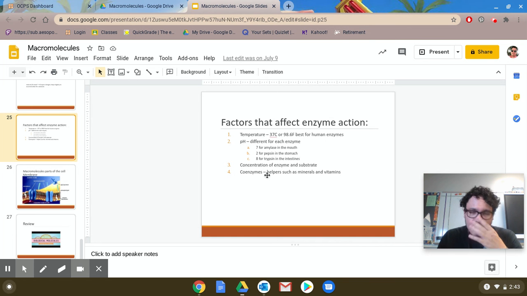Trypsin is another really interesting one. We're going to learn about that in digestive, but that's found in the intestines. It's a little bit more alkaline, a little bit more basic. It's closer towards the 8 to 14 range.